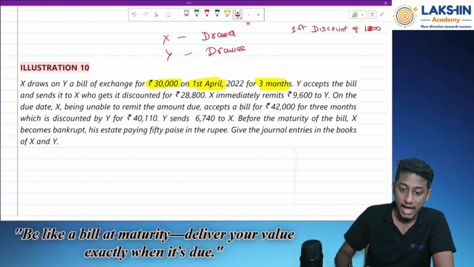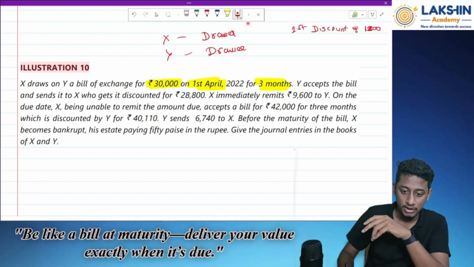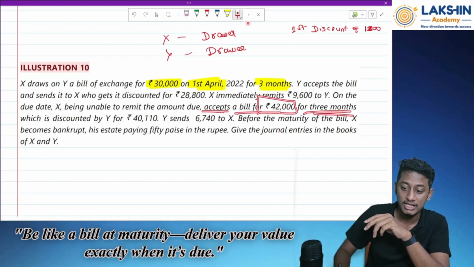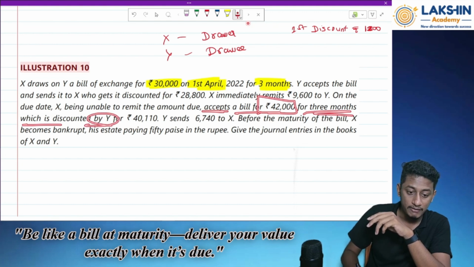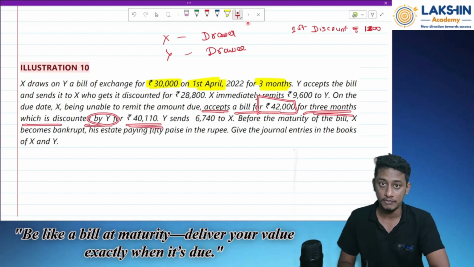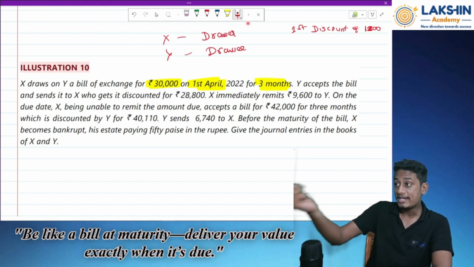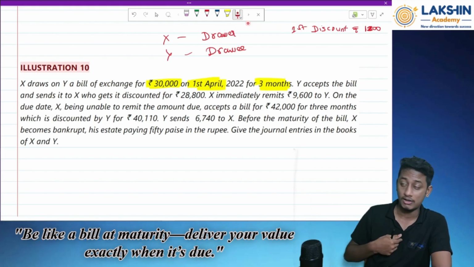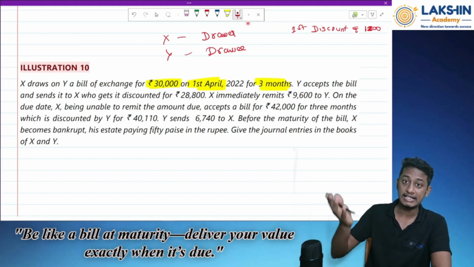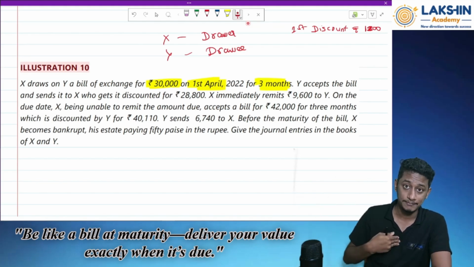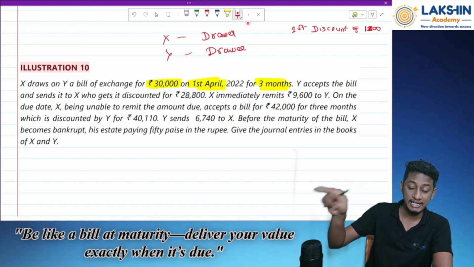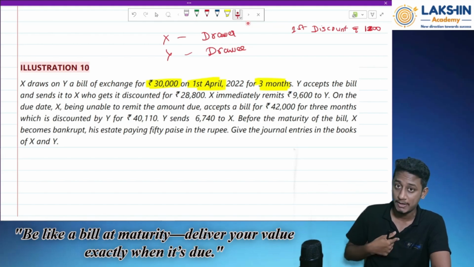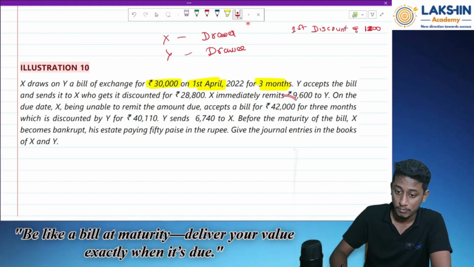Then what has happened? Because of this default, X accepts a bill for rupees 42,000 for 3 months, which is discounted by Y for rupees 40,110. Okay, now what has happened over here? Now Y is drawing a bill on X. Understood? In the first transaction, X had drawn, but in the second case, Y is drawing on X. So now Y will have a bill receivable, and I will have a bill payable in my books, for rupees 42,000.